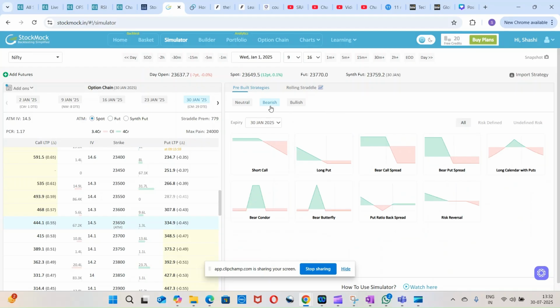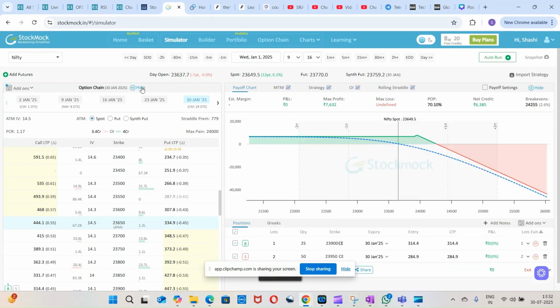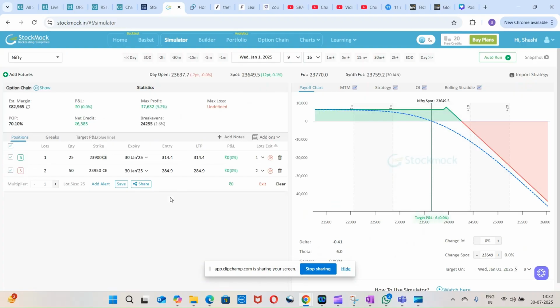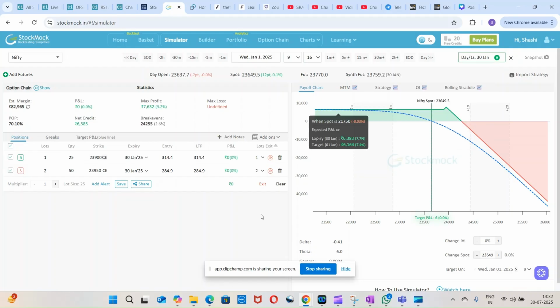So if you see, this is a bearish one. Yeah, it's there under neutral. But this is a call ratio spread. So you see 82,000, POP 70, 9.2% you can make. Everything is in calls. We have two calls shorted and one call we have bought. So this is a positional strategy. That's why we have taken 30th January. We came on Jan 1st and took the 30th January expiry. Let's do this. Okay. Daily we will run till expiry. Let us see the results.